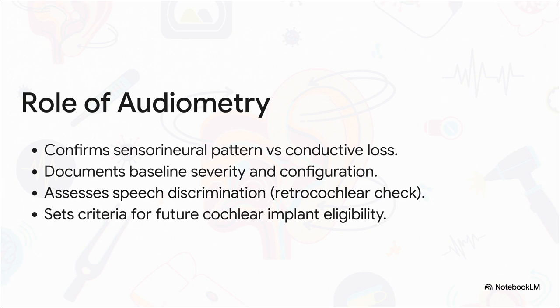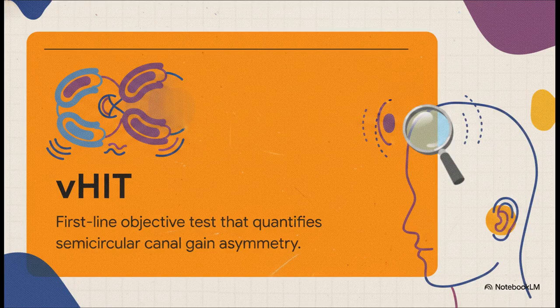Doing this early gives us our functional baseline, which sets the strict criteria for future cochlear implant eligibility if they don't recover. Oh, and don't forget, you have to follow up with serial audiometry at 6 and 12 weeks to document their response to corticosteroids and track that residual hearing trajectory. Because early, accurate mapping is so crucial, vHIT is our ultimate go-to tool in the acute setting.